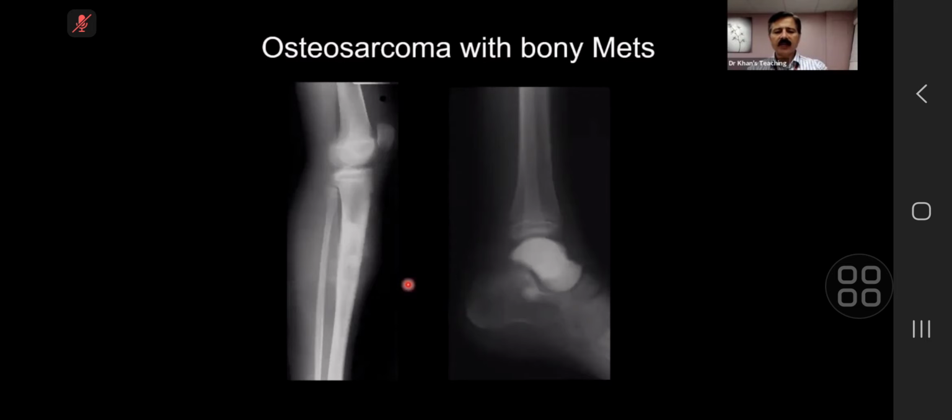Osteosarcomas can have metastasis within the bones. There is a bit of discrepancy in literature. Some people use the word multifocal osteosarcoma, and the second concept is osteosarcoma which has metastasized to multiple bones. This is an example where this was the primary lesion, and you can see metastasis in other bones.